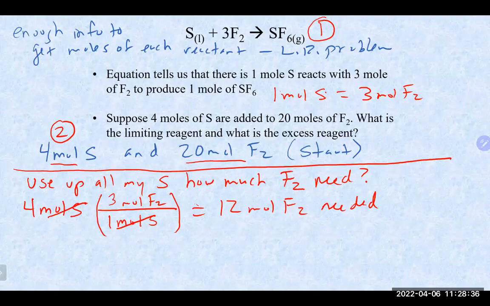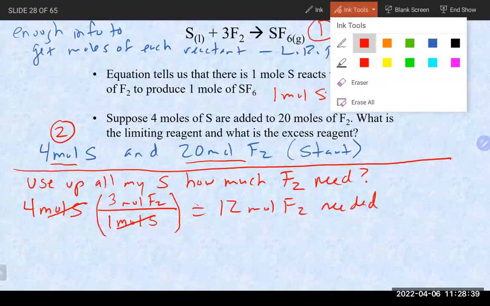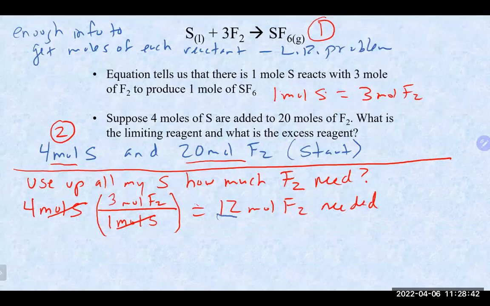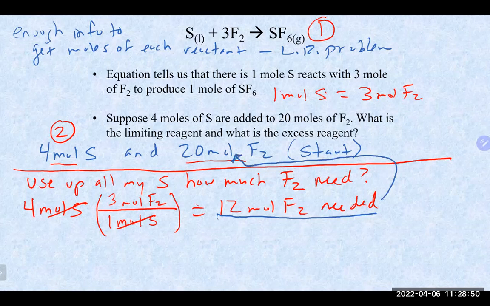Now, here's the important part. You need to then take that number. I need 12 moles of F2. I want to go up and look at how many moles of F2 I am starting with. I am starting with 20 moles of F2, and I only need 12 moles. Do I have enough? I do. And because I do have enough, what that tells me is the F2 is the excess reagent. And by default, that means the S is our limiting reagent. Any question on that calculation?